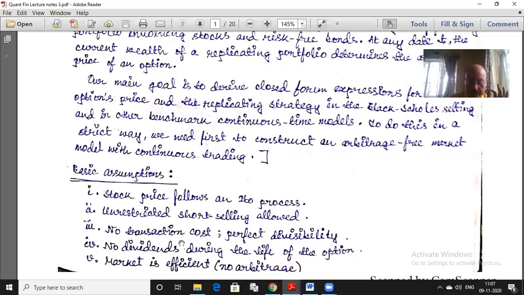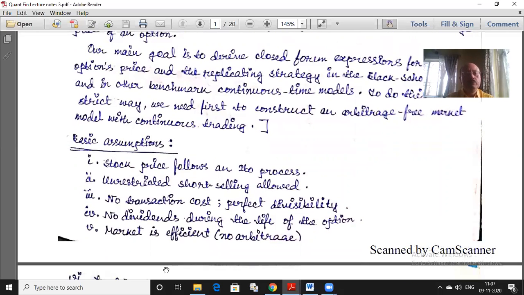We assume perfect divisibility, which means I can buy or sell any fraction of any contract or a stock. So there is no granularity in the market. I also assume there are no dividends during the life of the option, the lifetime which I am going to consider, because again, you remember the dividends make the formula more complicated. So let us begin with no dividends. And of course, the market does not allow any arbitrage opportunities. Market is efficient.